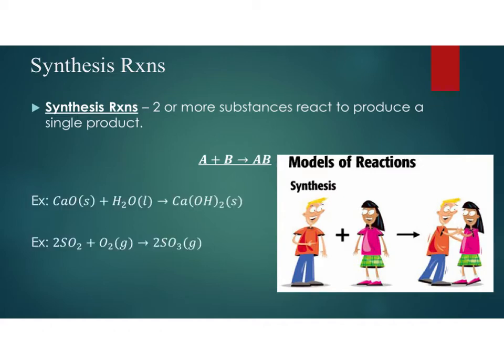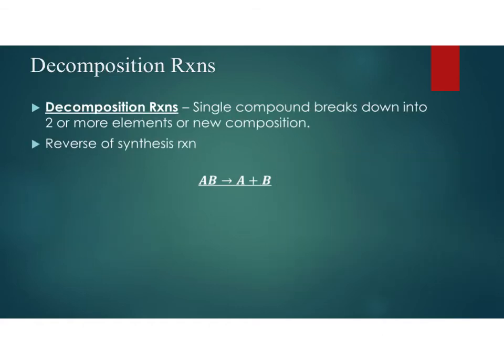And just to give you an idea as to what this would look like in an equation setup, notice here we have calcium oxide plus water is going to yield calcium hydroxide. So we start out with 2 individual reactants, and they are going to combine and react to produce one single product. Likewise, for this part here, we have sulfur dioxide plus oxygen gas. These are going to react to produce sulfur trioxide.